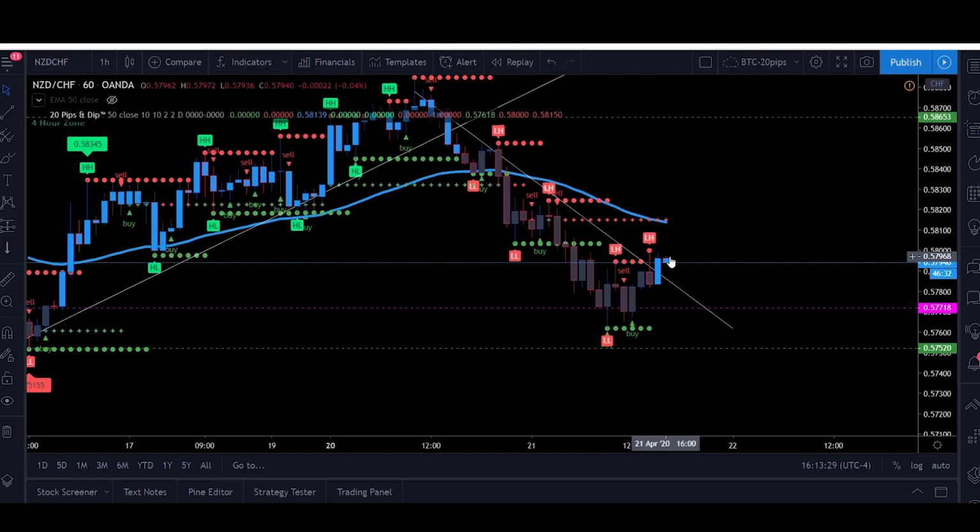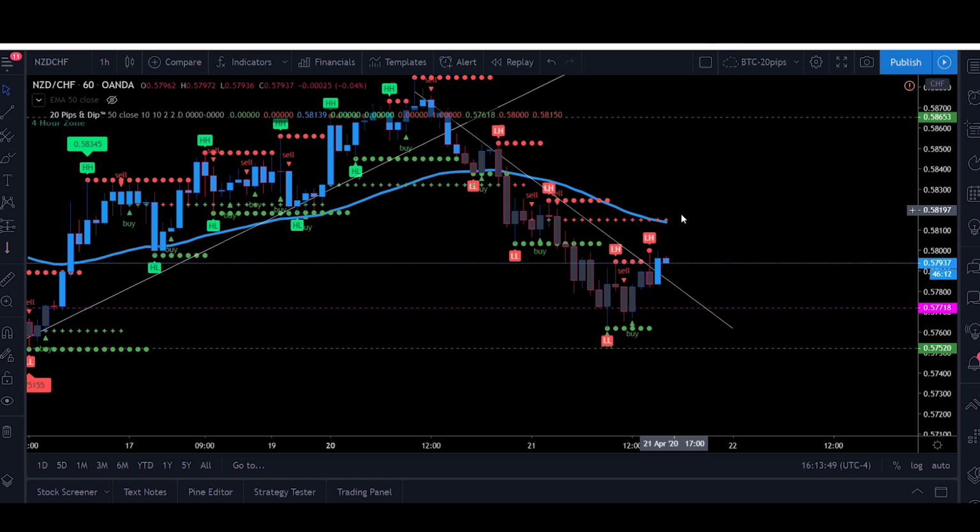And remember, it broke this trend line. So what do you do now? You wait. It could come back and touch this trend line and then keep going up. Or it could come back and touch your support line and keep going up. Or it could just keep going up.